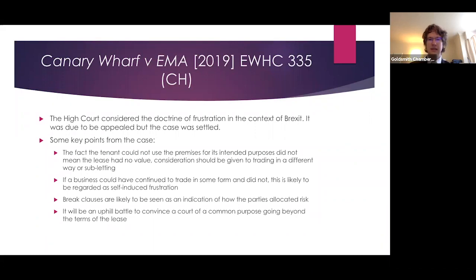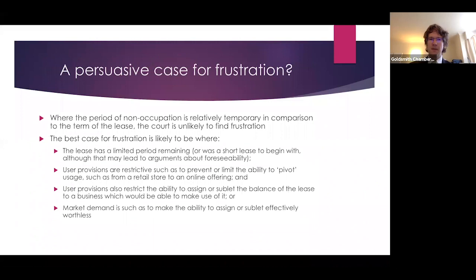The lease didn't say within it, this is to be your headquarters for now and forever going forward. So you've got to be aware that the court is not going to easily read in a common purpose beyond the terms of the lease. Again, all of this is likely not to help your frustration argument. So we mentioned at the start that perhaps there could be a persuasive case for frustration. Well, firstly, where the period of occupation is likely relatively temporary in comparison to the term of the lease, that's not likely to help you.